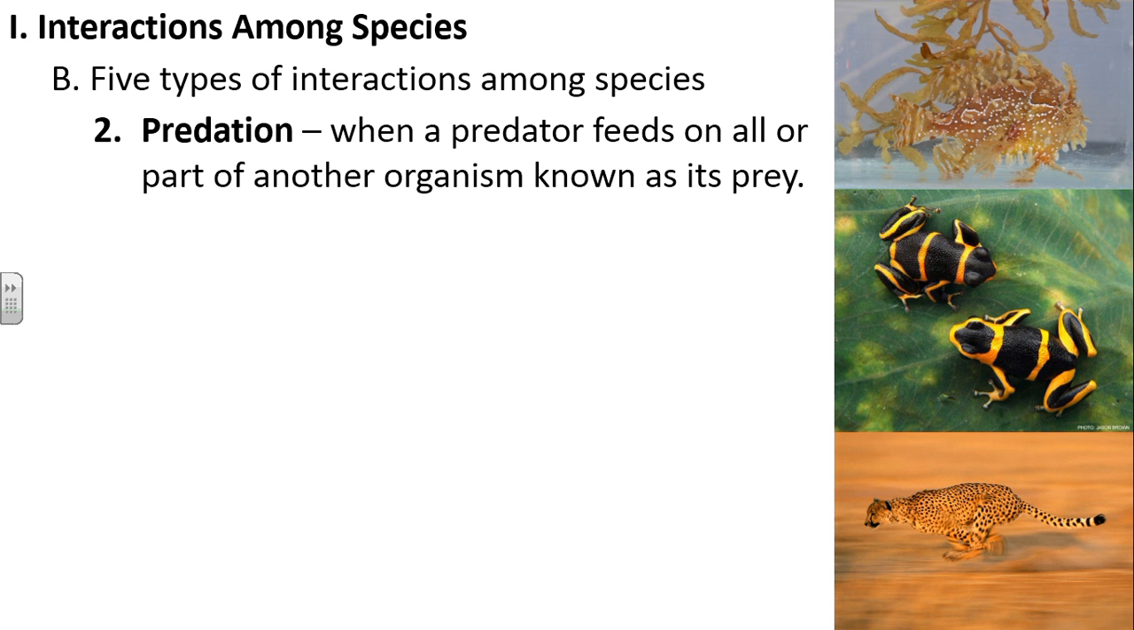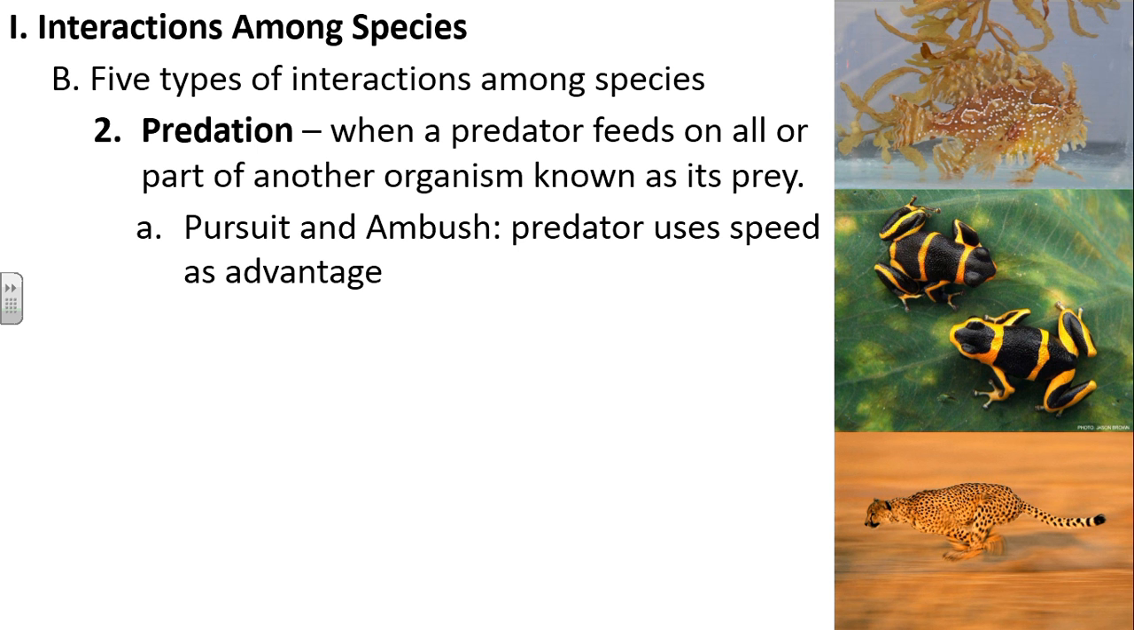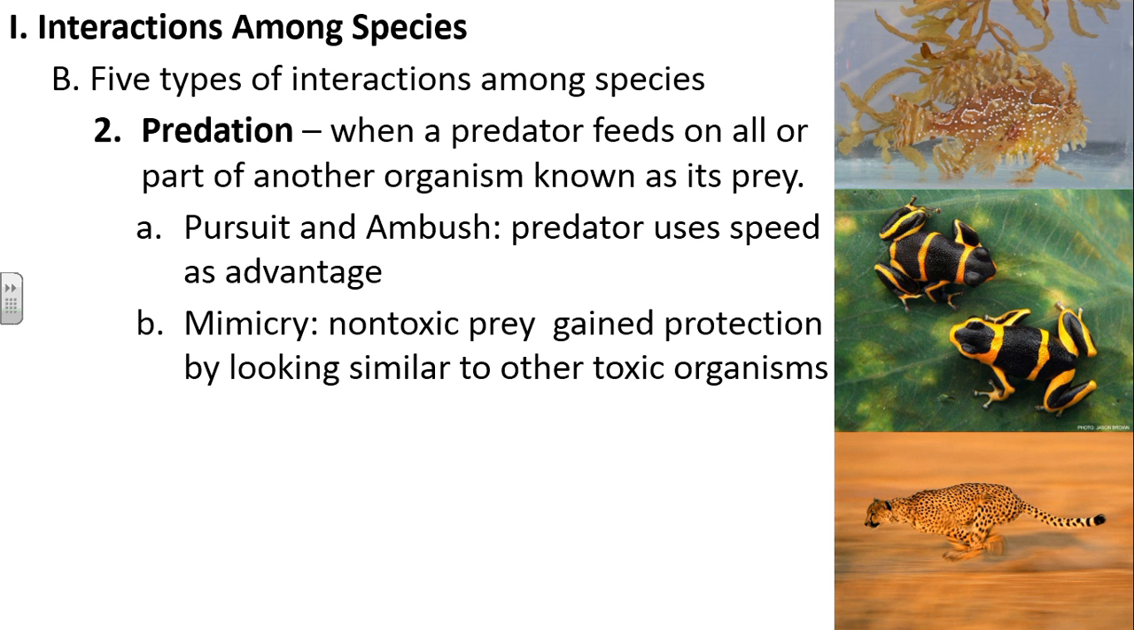Another type of interspecies interaction is what we call predation. And this is when a predator feeds on a part of another organism or the whole organism. I think we're pretty familiar with this from our last lab that we did. Now, there are a few examples of predation. For example, there's pursuit and ambush, where a predator uses speed as an advantage. You can see that would be pictured by the cheetah down at the bottom.